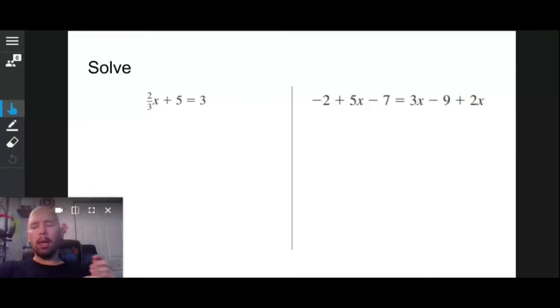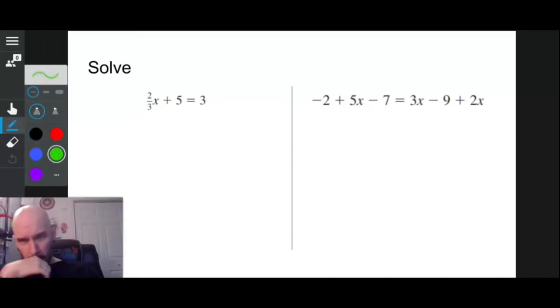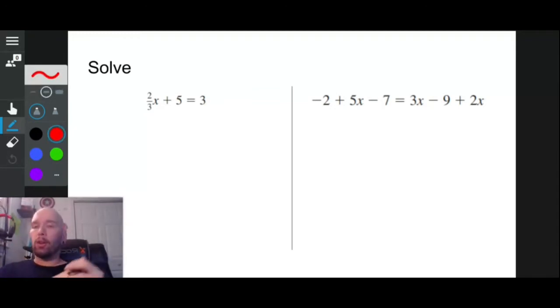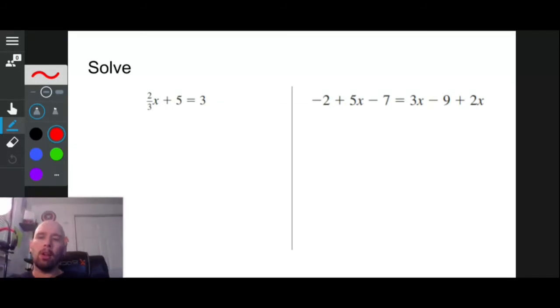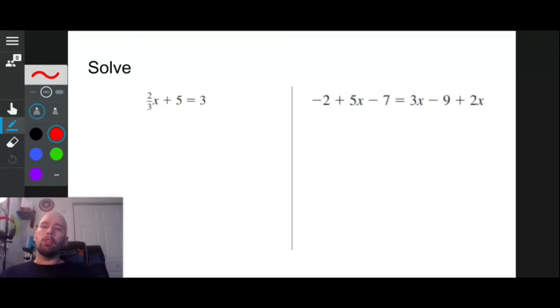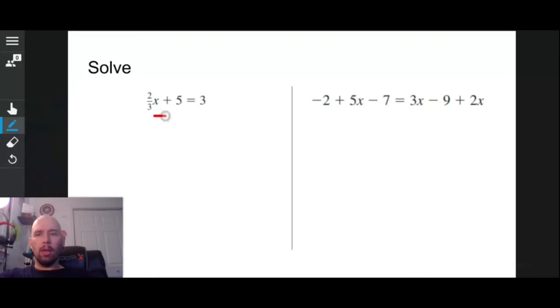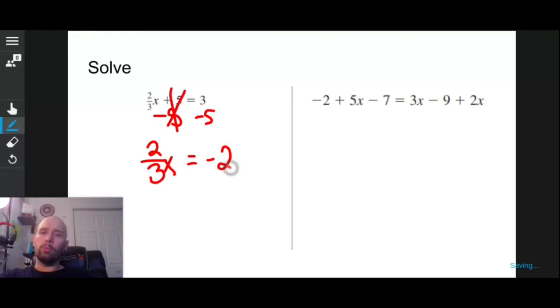We're going to start by solving a two-step equation. I got myself 2/3 x plus 5 equals 3. So when you want to get x all by itself, you always do kind of like a reverse PEMDAS, eliminate things that are being added or subtracted first. So I'm going to subtract both sides by 5. When I do that, minus 5, you cross out. And then I have 2/3 x equals -2.